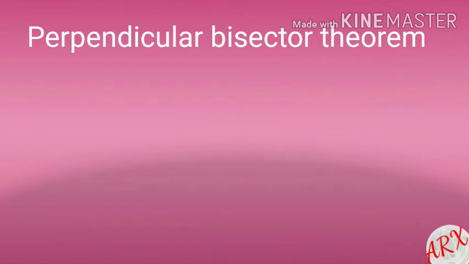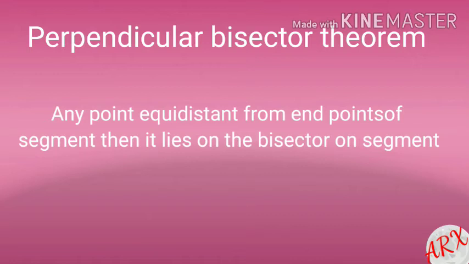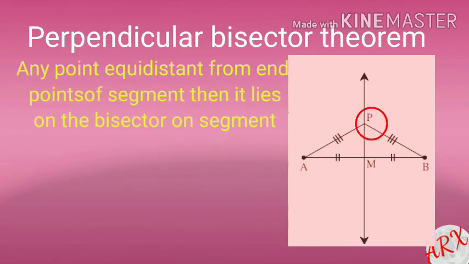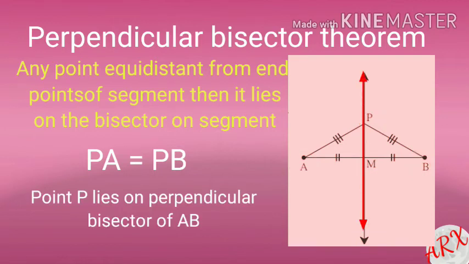Its part second is its converse. It states that any point equidistant from the endpoints of the segment lies on the perpendicular bisector of the segment. For example, point P is any point equidistant from the endpoints of segment AB, that is PA equal to PB. Then point P is on the perpendicular bisector of segment AB.